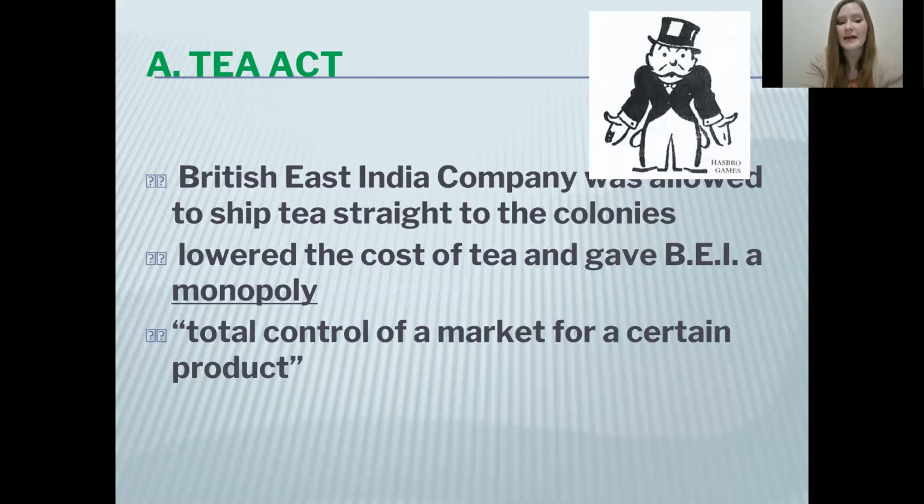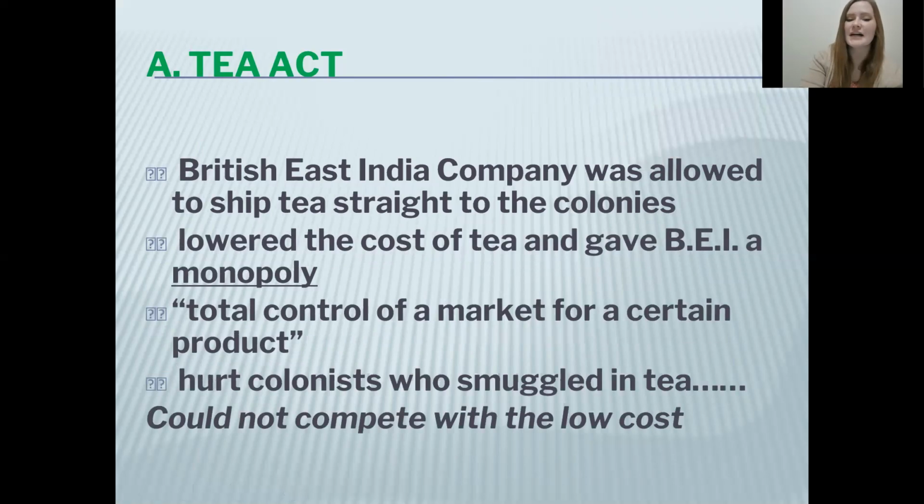Because they were cutting out the middleman, it ended up lowering the cost of tea, and it gave them a monopoly. They cornered the market on tea. That meant they were controlling the entire tea market, and our little monopoly man is up here in the corner to represent that. The way this hurt the colonists is that the tax actually got lower. You would think that would be beneficial, but because they had been previously smuggling tea, there had already been a tax on the tea. They were avoiding that for a period of time, and now that the cost was so low, there was no reason to buy tea from someone who had smuggled it for cheaper, because the cost was already low enough that it wouldn't make sense to do it that way.